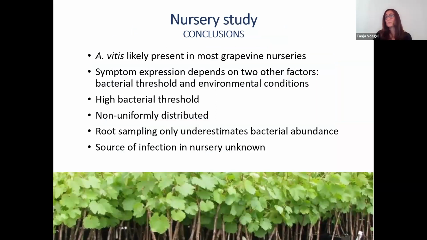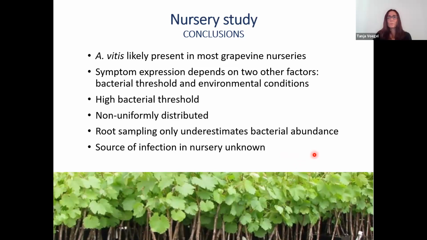So as conclusions for the nursery study, we find that A. vitis is likely present in most of the grapevine nurseries, at least the ones that we have studied here. But the expression of the symptoms depends on 2 other factors. First, there need to be enough bacteria present, and then the conditions need to be right. So wounding needs to occur. The threshold that we found is pretty high, and the bacteria are non-uniformly distributed throughout the plants, which has implications for the testing. So if we only continue to do root sampling, then we may underestimate the bacterial abundance.